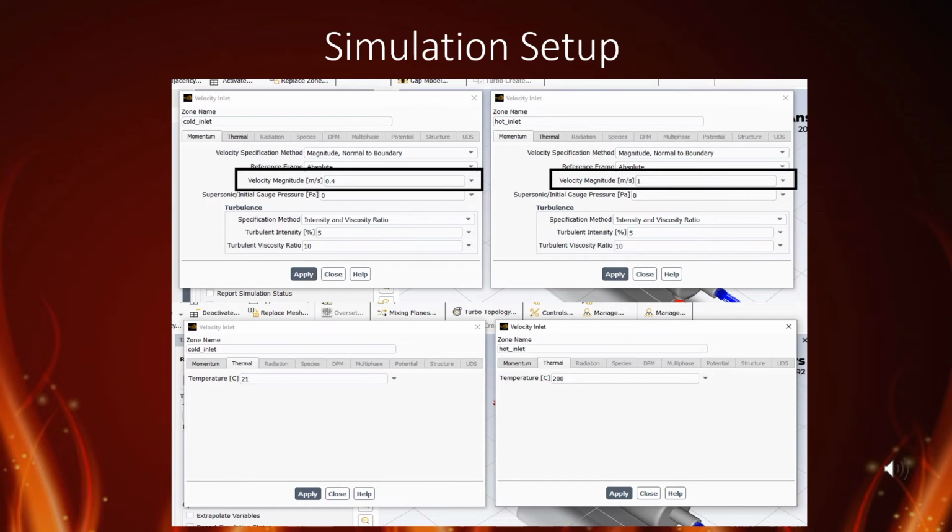The carbon dioxide flows on the shell side at an inlet velocity of 1 meter per second and a temperature of 200 degrees Celsius. The water flows on the tube side at a flow rate of 0.4 meter per second and a temperature of 21 degrees Celsius. The temperatures are selected based on what I have personally seen during my vacation work at a platinum refinery plant, and the flow rate was selected on the basis of matching the capacity rates for the fluids.